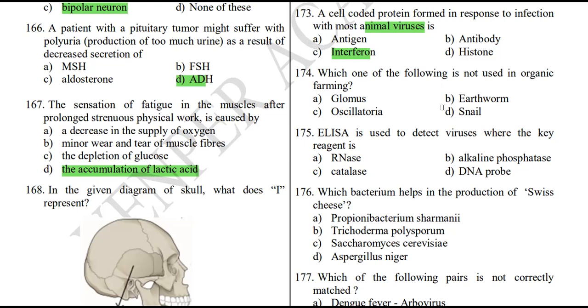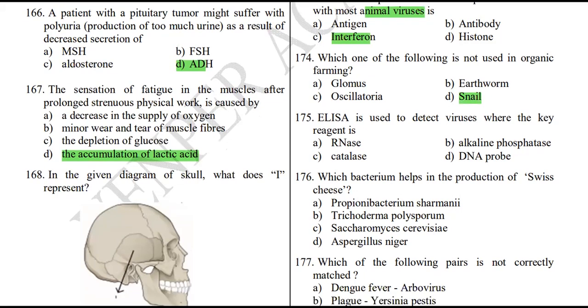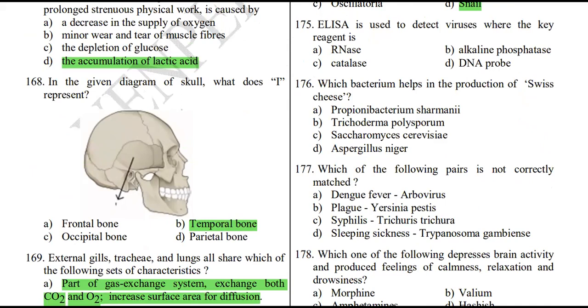Which one of the following is not used in organic farming? Glomus is a fungus; Oscillatoria and earthworms are all used, but snails are not used for organic farming. ELISA is a technique used to detect the presence of any kind of virus, where we use an enzyme, because it's an enzyme-linked immunosorbent assay, and that enzyme is alkaline phosphatase.